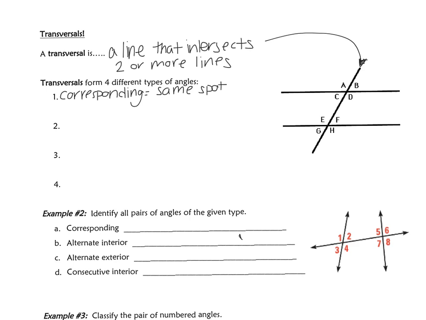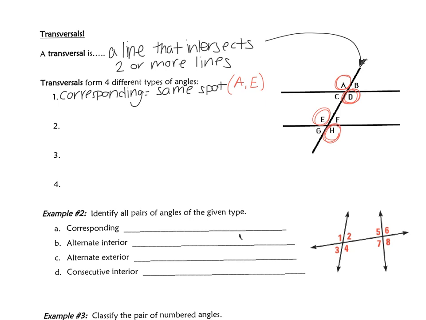So, same spot. If I look at A is above the line to the left of the transversal. The other point that's above the line to the left of the transversal would be E. So I can write AE would be an example of corresponding angles. I also could look at D and H. D is to the right of the transversal below the line, and H is to the right of the transversal and below the line. Same position.